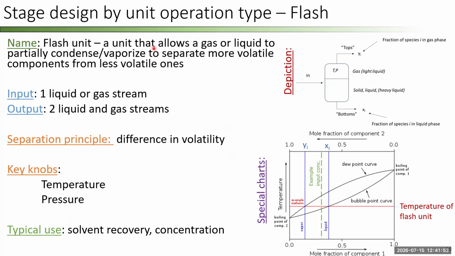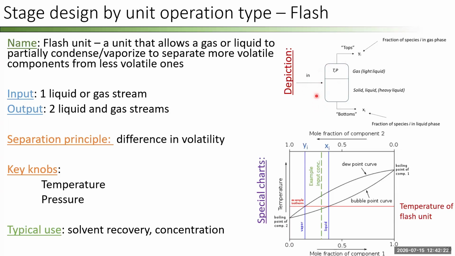So a flash unit is our unit that's going to allow a gas or liquid to partially condense or vaporize. And that is going to then allow us to separate the liquid phase from the gas phase and allow us to separate the more volatile components from the less volatile components. Over here, I have this depiction, and you'll recognize this from the example that I showed a few slides ago.